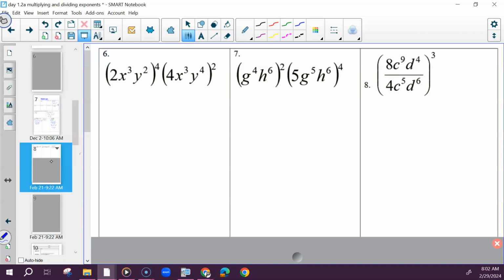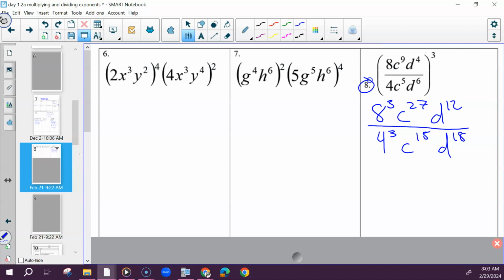In 8, what should we do first? So you have choices. You could multiply the exponents first, or you could subtract the exponents inside to get rid of like bases. Either or. So if we want to multiply first, that's what I meant first. So we'll do that. So 8 to the 3rd, c to the 27th, d to the 12th, over 4 to the 3rd, c to the 15th, d to the 18th.